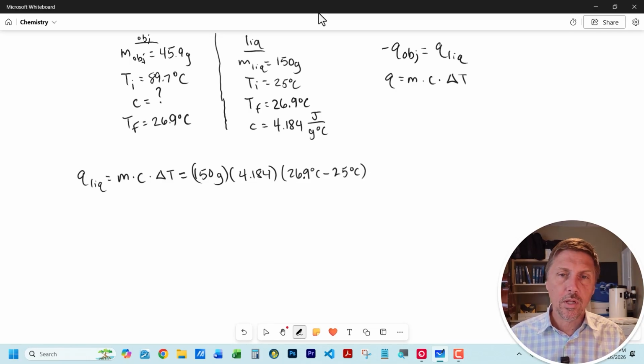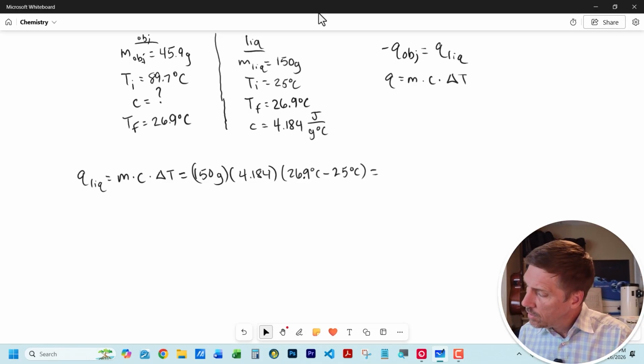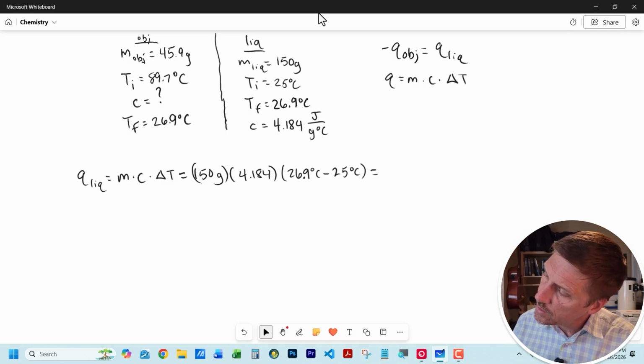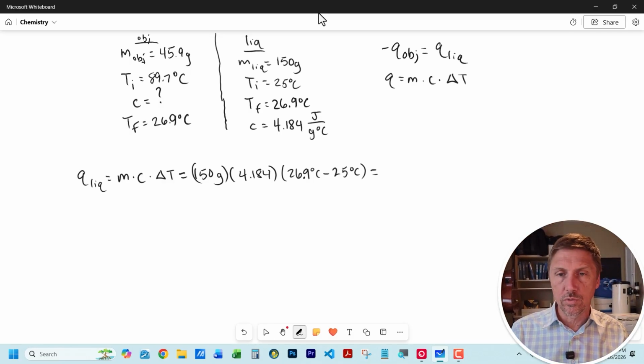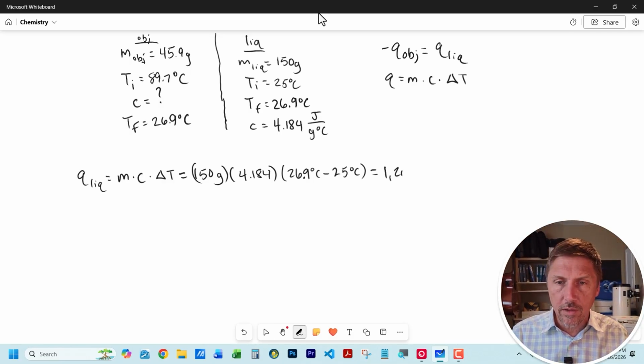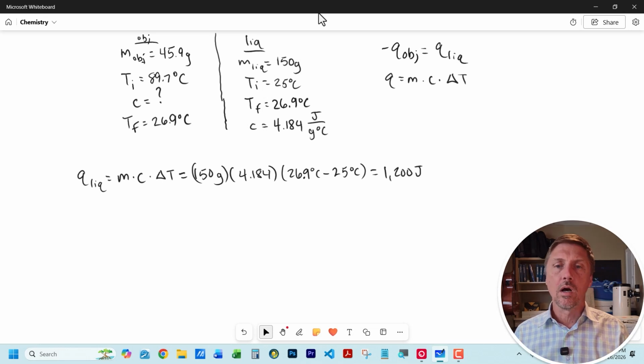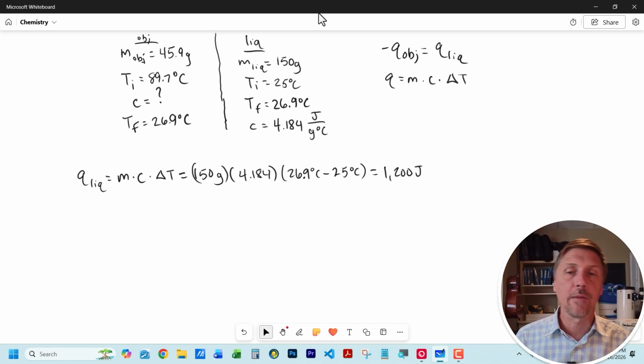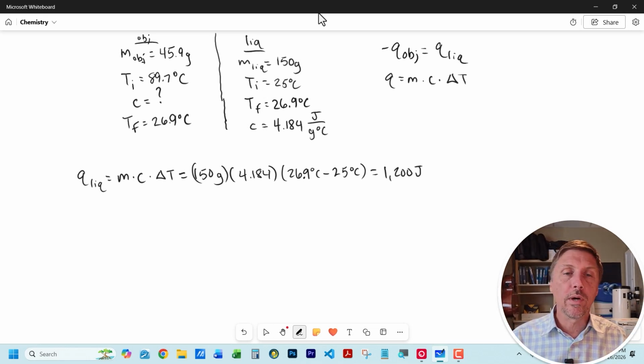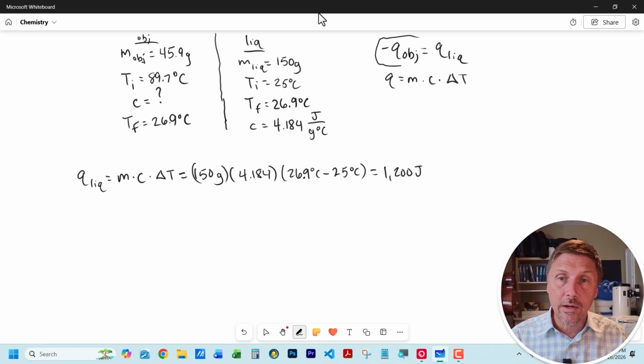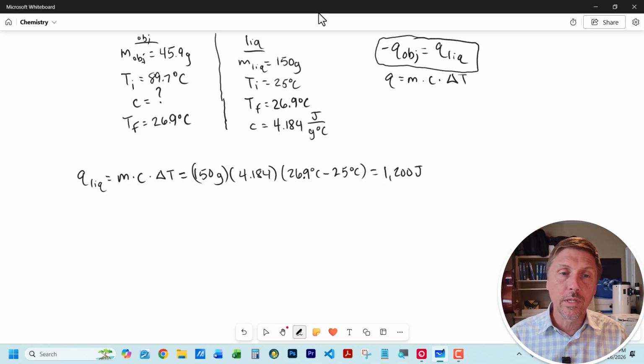And we plug all of that in and we get a Q of our liquid, which is 1,200 joules. Again, rounded. They're going to round it in the book for significant figures' sake, right? So now we have the Q of the liquid. Well, according to this formula right here, whatever the Q of the liquid is, the Q of the object is the negative of that, right? And so the Q of the object then is negative 1,200 joules.